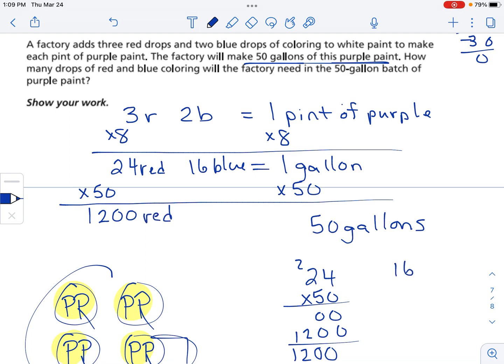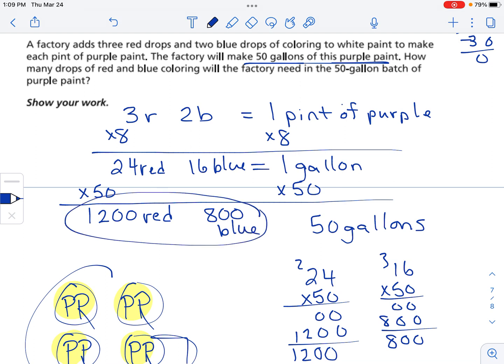and 16 times 50. And again, you should have your calculator. This is a part 2 question. So you'd be typing this into your calculator. And it looks like we need 800 drops of the blue. All right, there's our final solution.